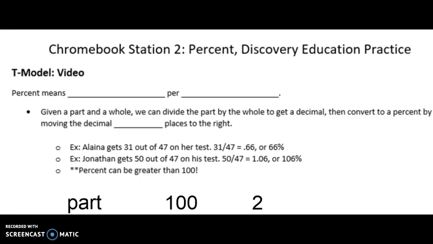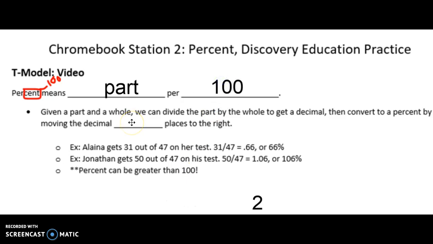Class, at this station, we're going to be learning about percent. So I want to start with just that word and what it means. Percent, put a box around the cent part. When we think of the word cent, like a cent that's a penny or a centimeter or a centipede, I know that cent really means 100. So the word percent means part per 100.